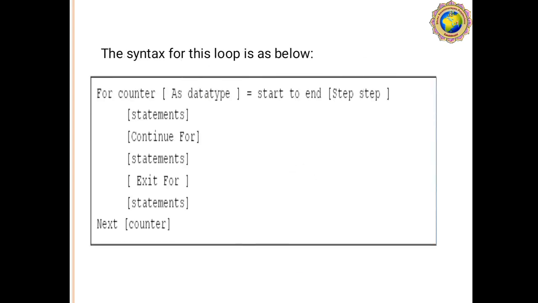Okay, so here is the syntax of the for next loop. For counter as data type equals start to end, step, statement, continue for, statement, exit for, statement, next counter. So here the counter is nothing but a variable with a given data type, here you give a value, then you have to write a statement. If you want to continue your statement, then give the code for continue, once again a statement, then exit for, and give once again a statement and next counter.